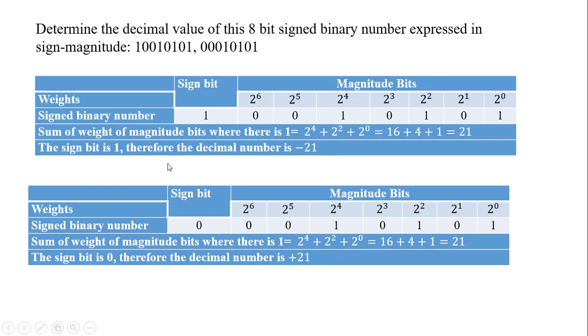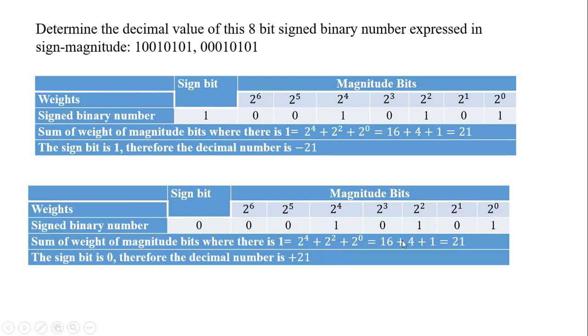In this number the sign bit is 0, so it is a positive number. These are the weights of the magnitude bits. The sign bit is 0, so the number is positive. We take the sum of the weights of the magnitude bits where there is 1. Here is 1, so 2 raised to power 4. Here is 1, 2 raised to power 2, and here is 1, 2 raised to power 0.